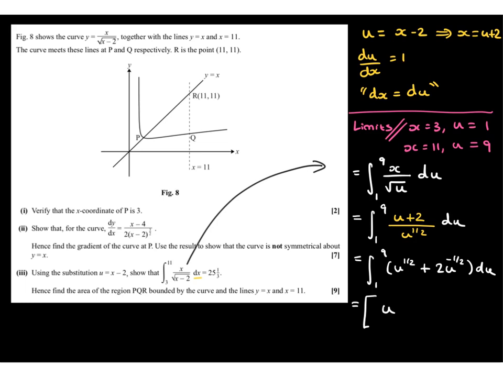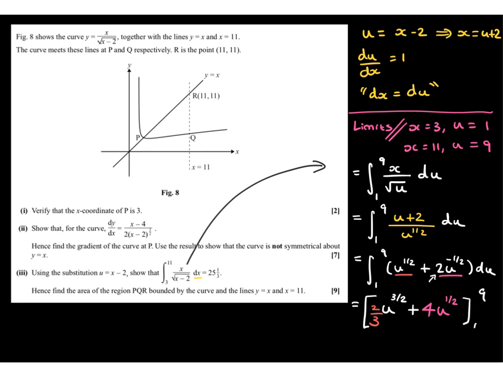So this becomes u to the 3 over 2, raising the power of this term here by 1. Dividing by the new power of 3 over 2 is the same as multiplying by 2/3. Now for the next one, we raise the power of this part here by 1 to give us u to the power of a half. Dividing by the new power of a half is the same as multiplying by 2, so we have a factor of 4 here, because there's already a 2 there as well.